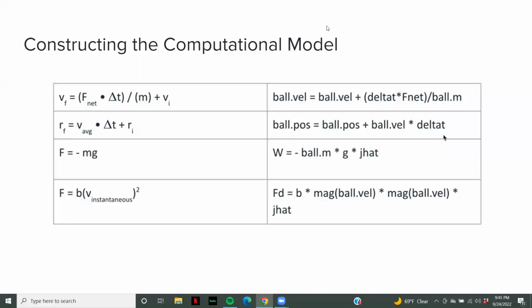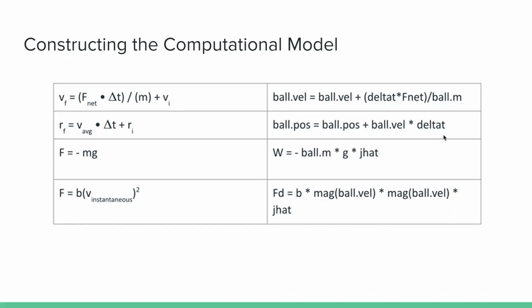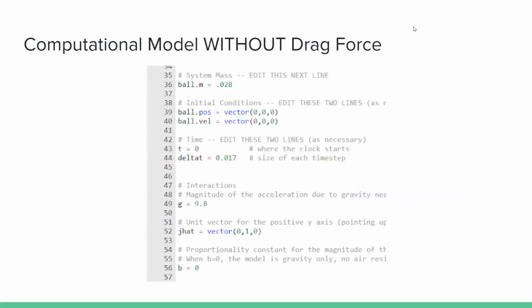To construct the computational model, I plugged the formulas that I displayed at the beginning of this slideshow into the starter code that was provided for us so that I'd be able to calculate the values for velocity and force and position. And here's an excerpt from my code. As you can see, the ball weighed about 0.028 kilograms, which is relevant because force incorporates mass into its calculations. The velocity and position vectors both started at 0, and the size of each time step was about 0.017 seconds. Because this is the computational model without drag force, the proportionality constant equals 0, so it does not factor in air resistance.